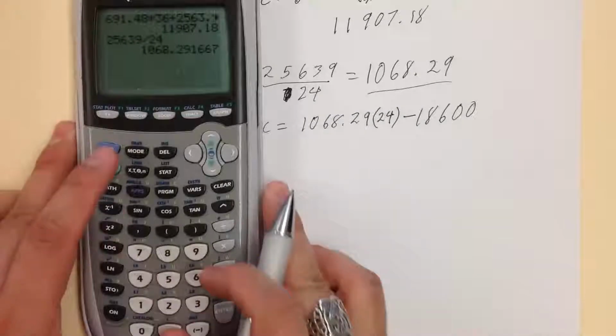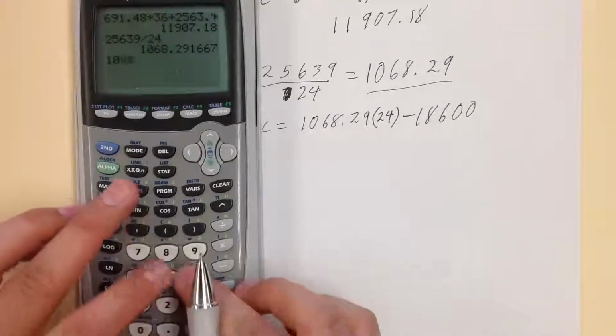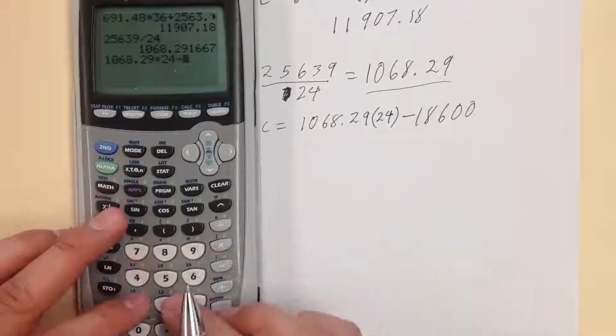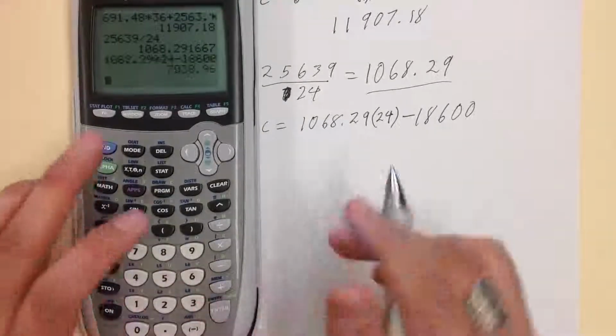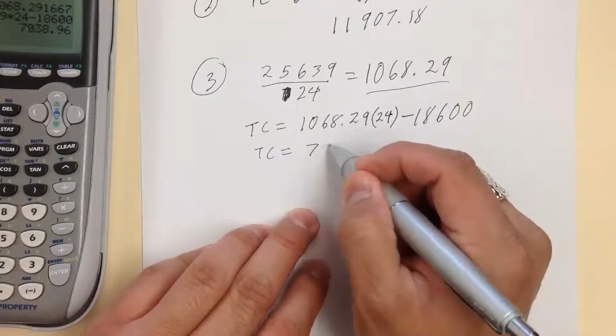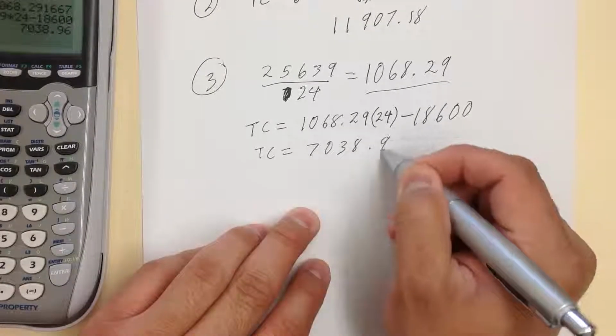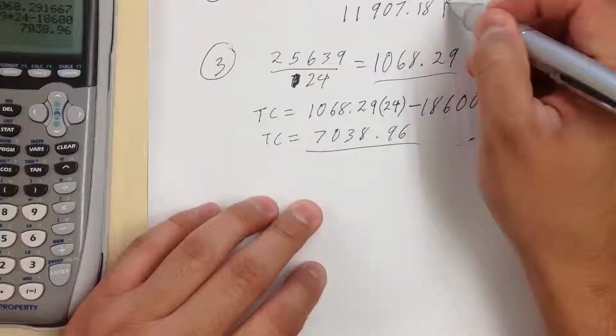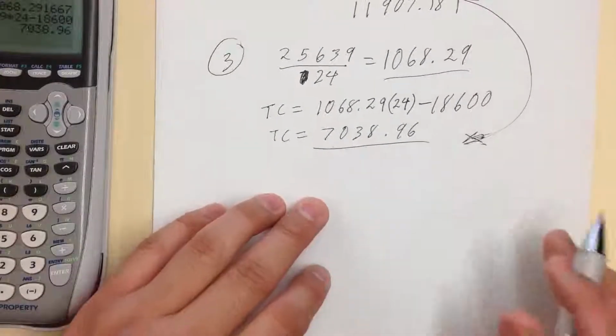So we're going to take that 1068.29 times 24 minus 18,600. So the total cost in this case is $7,038.96. So that's our total cost. And compared to these two, those two change a bit.